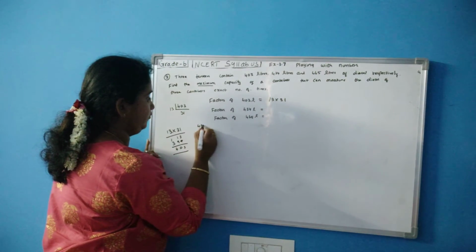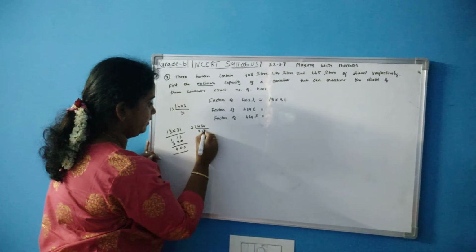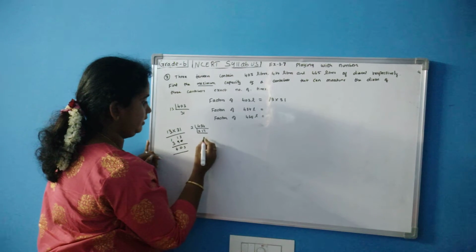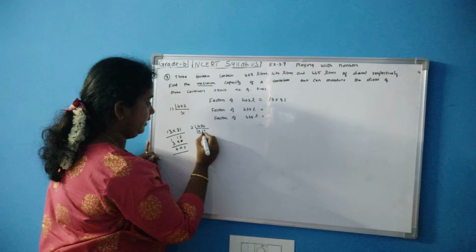Next is 434. This will go in 2 table. 2 2s are 4, 1 2s are 2, 17. 2 and 7. 2 and 7, in which table will it go? 7, 8, 9, 10.